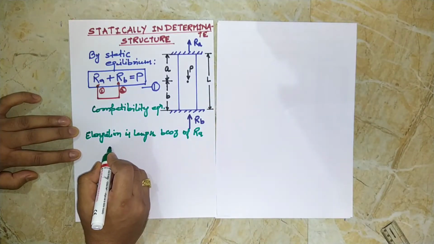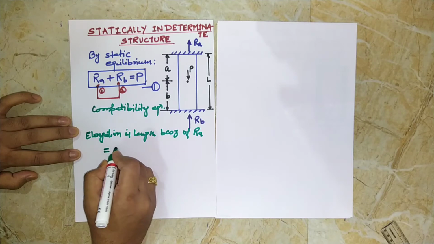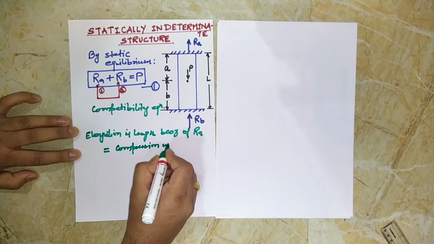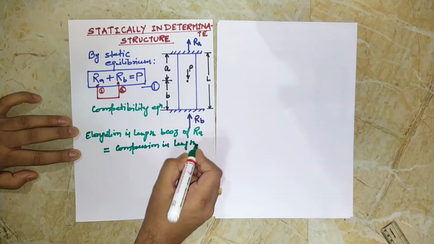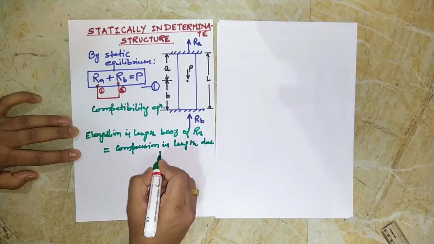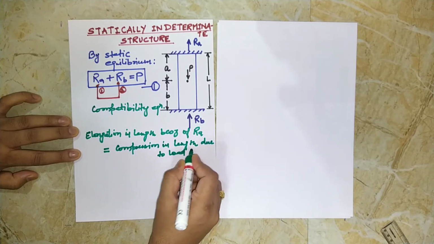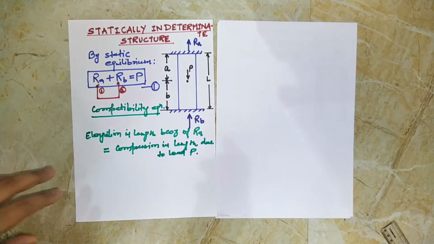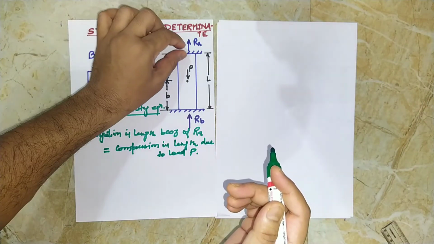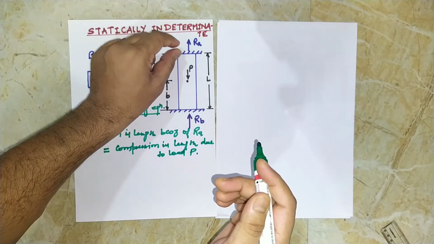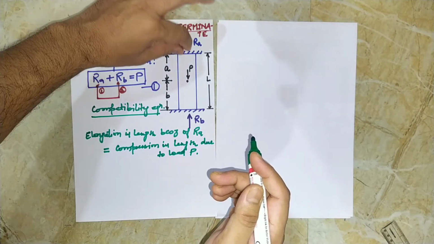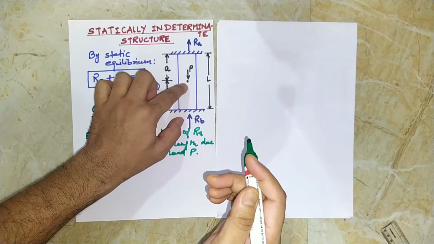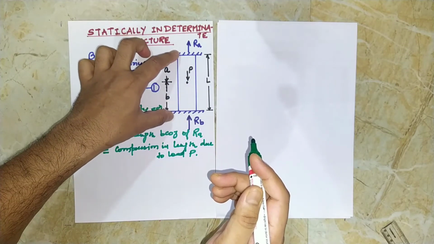So this is equal to the compression in length due to load P. Here we got the compatibility equation: if this support is released and the force applied here is RA, the elongation given by RA is equal to the compression provided by P, such that the bar remains confined within these two boundaries.